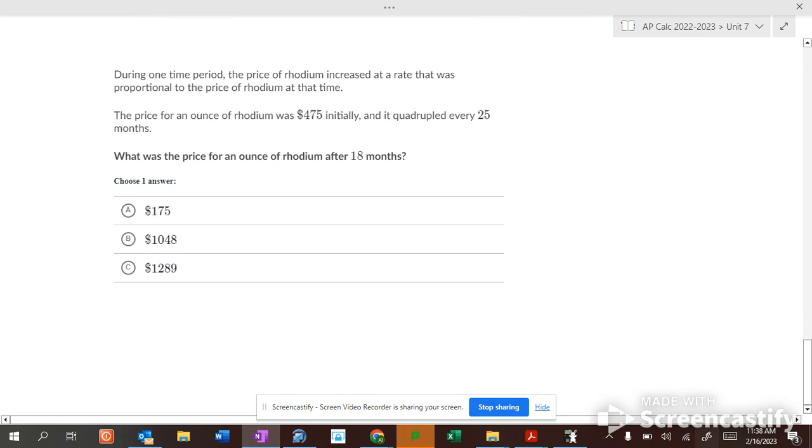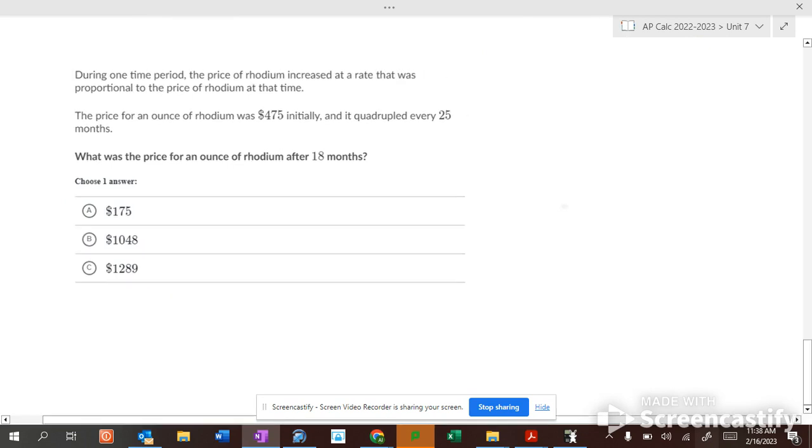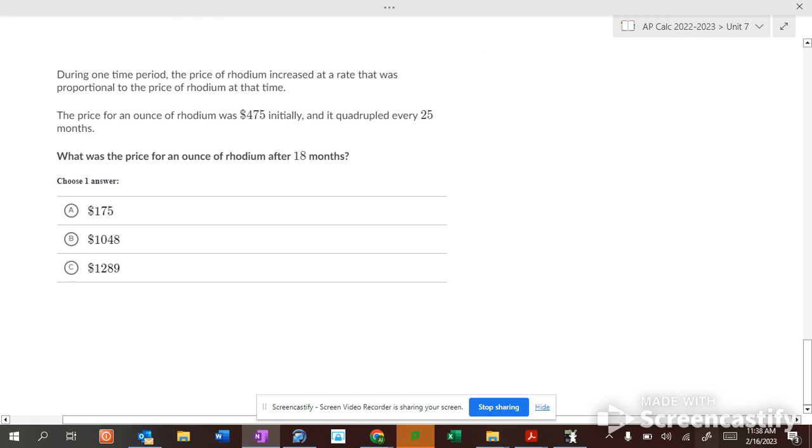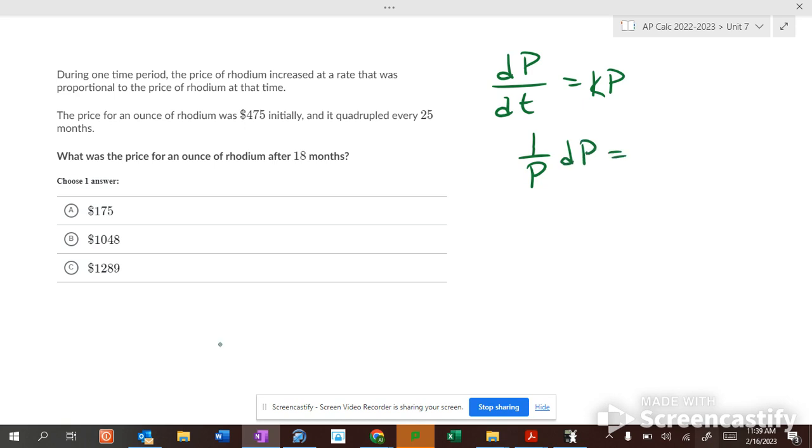Do you want to do one more here? Maybe we should. During one time period, the price of rhodium increased at a rate that was proportional to the price of rhodium at that time. So dp/dt, the price, equals kp, proportional to that. So 1 over p dp equals k dt. Integrate.